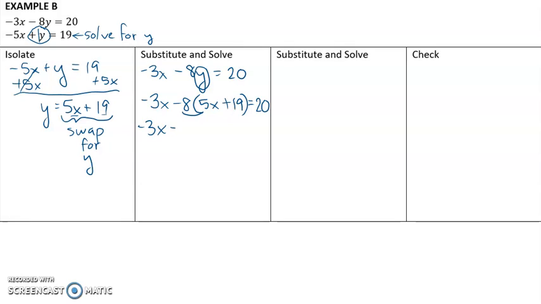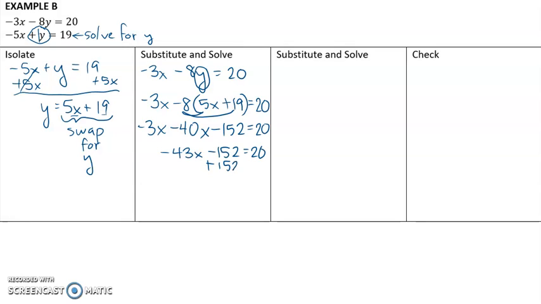Negative 8 times 5x is negative 40x. Negative 8 times 19 is going to be negative 152. You could use your calculator to help you with that. All right, and now we're going to solve for the x. So I have negative 3x and negative 40x, so I'm at negative 43x minus 152 equals 20.